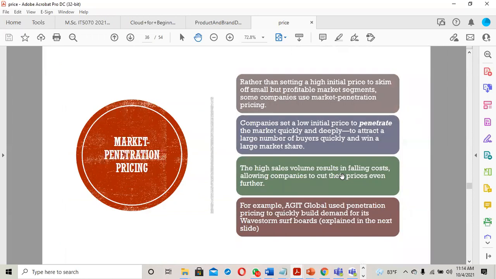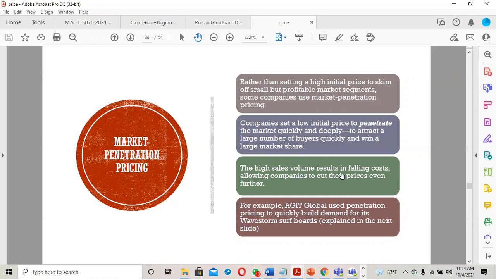The other one is market penetration pricing. Penetration means you go deeper and deeper, right? So this strategy is all about getting a higher market share. That means you're going to go deeper and deeper into the market using your product, and more and more people are going to buy your product. That is what we mean by penetrating the market, increasing the market share. So if you want to increase the market share, then definitely you're going to start at a lower price.